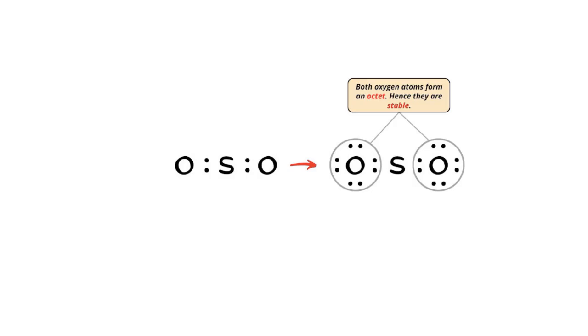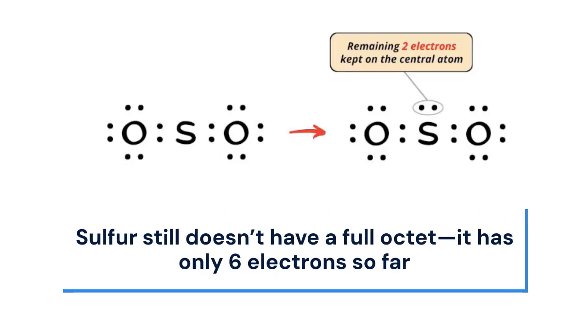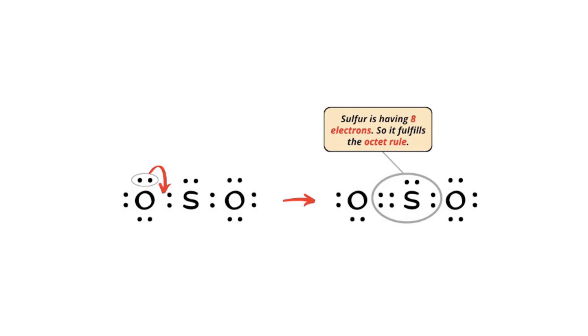Sulfur goes in the center and bonds to both oxygens with single bonds. After placing lone pairs on both oxygens to satisfy their octets, we'll have only 2 electrons left, which we place on sulfur. But sulfur still doesn't have a full octet. It has only 6 electrons so far. To fix this, we create a double bond between sulfur and one of the oxygens by using one of oxygen's lone pairs. That gives sulfur 8 electrons.